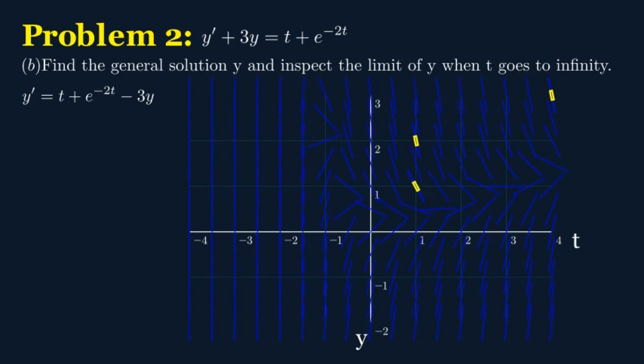Now, we will plot the particular solutions of y. The general solution can be written. We will investigate which terms vanish when t goes to infinity.